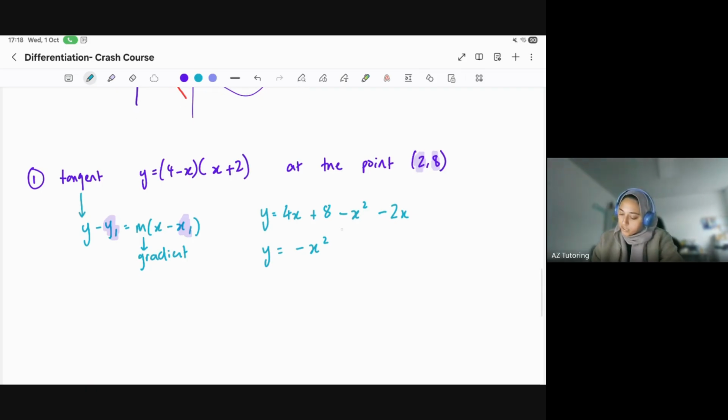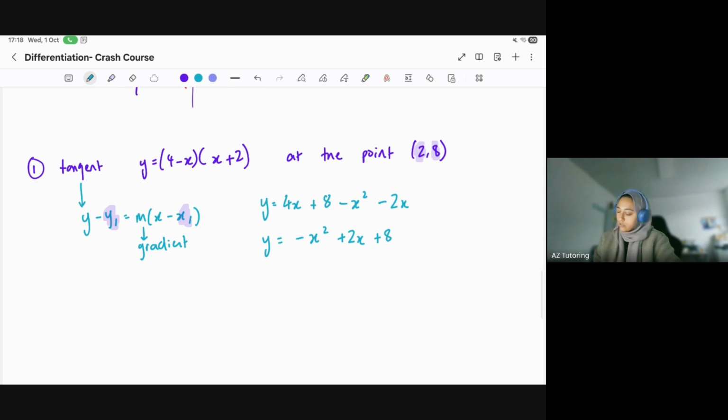Okay, so simplifying this, minus x squared, 4x minus 2x is 2x. And then we've got plus 8. Okay, so we've got the equation. Now we just need to differentiate this. dy over dx. Remember, we're differentiating because we're finding the gradient, which is m. Minus 1 times 2 is minus 2. x to the power of 2 minus 1, which is 1, so that stays as is. Plus the differential of 2x is just 2, and the differential of 8 is 0.